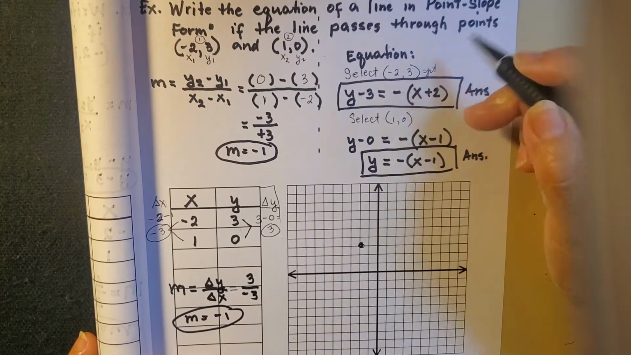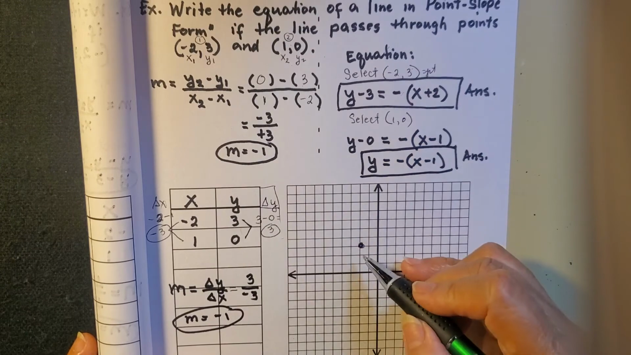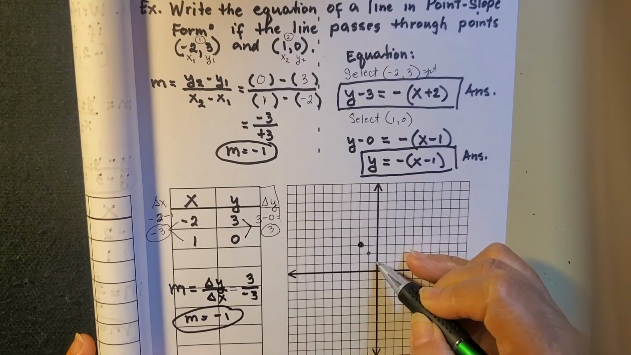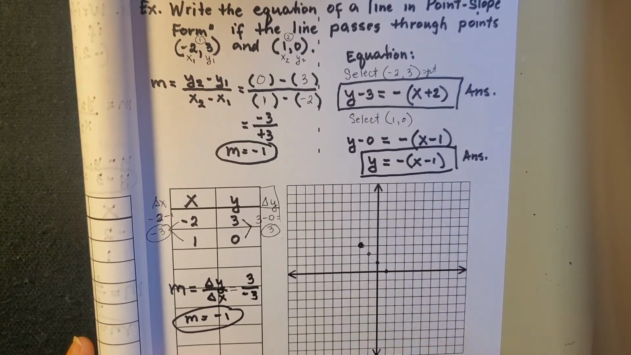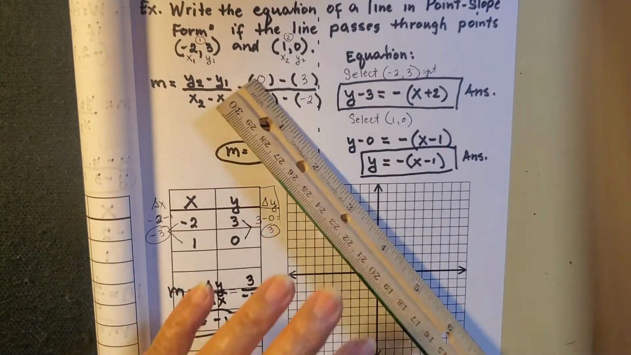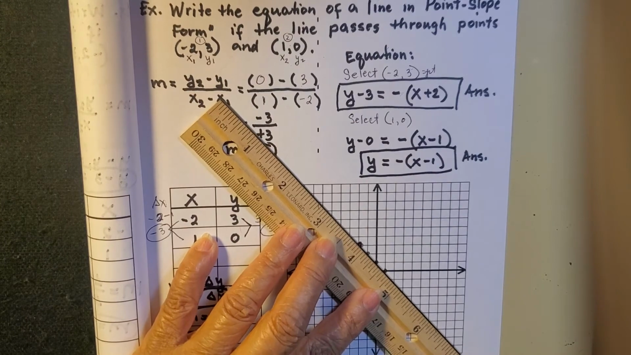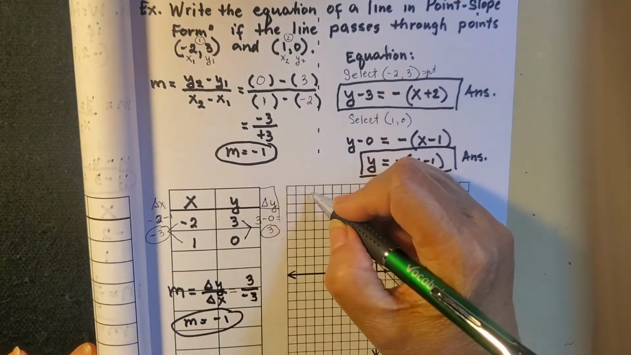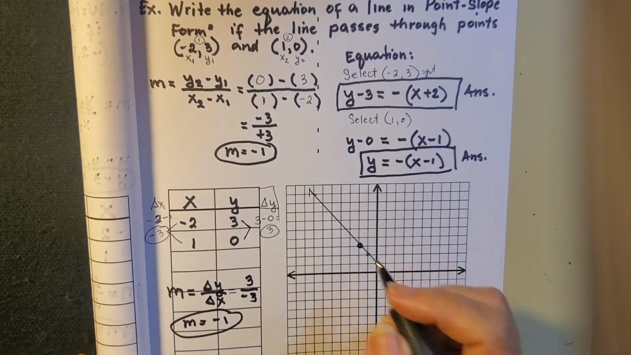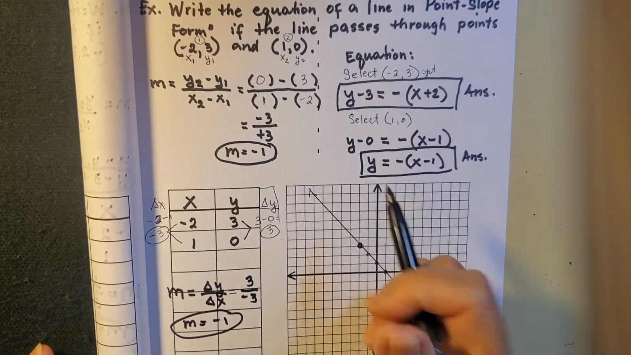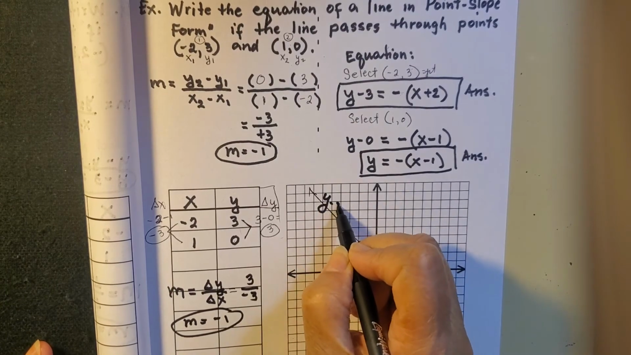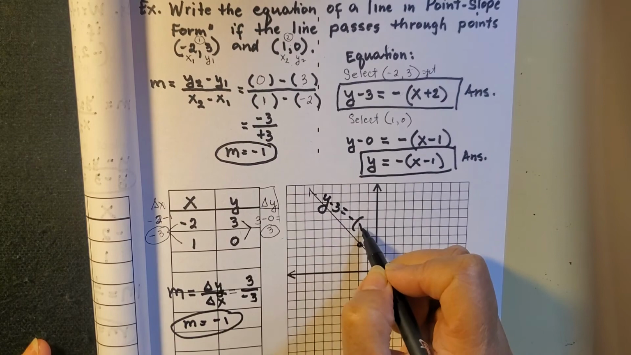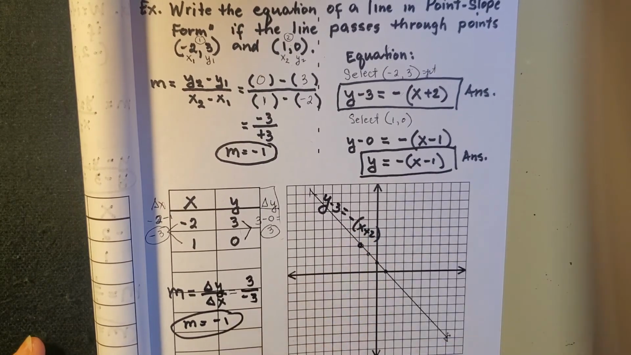And according to my first answer, the slope is negative 1. So I go down 1, to the right 1, down 1, to the right 1, and then I connect the points. Okay. So this line has an equation of y minus 3 equals negative x plus 2.